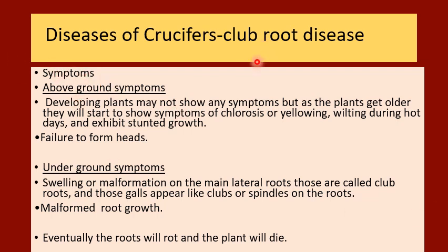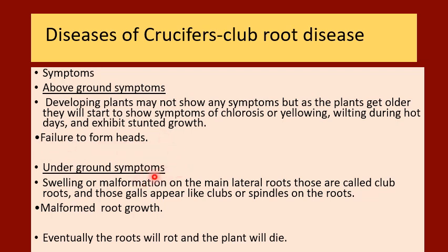Then we'll go to the symptoms of clubroot disease. There are above ground symptoms and underground symptoms. As above ground symptoms, we can see chlorosis or yellowing, wilting during hot days, and stunted growth. In developing plants we can't see any symptoms, but only when the plant gets older we can see the symptoms. If the disease is severe, it is very difficult to see the heads, that means failure to form heads.